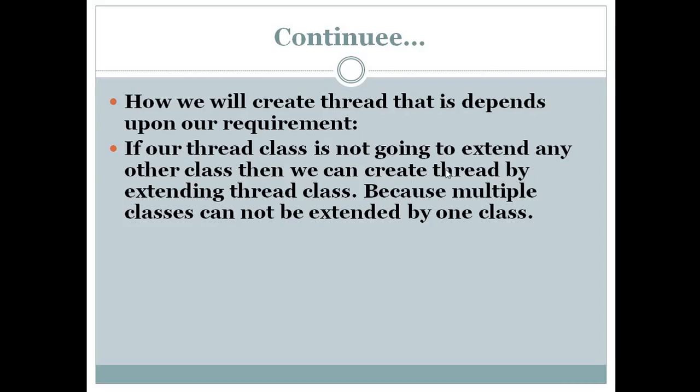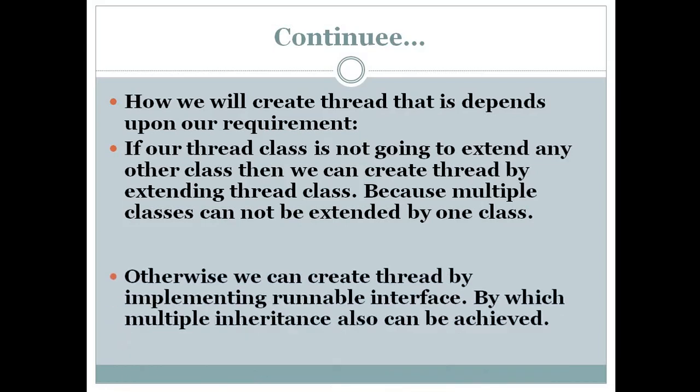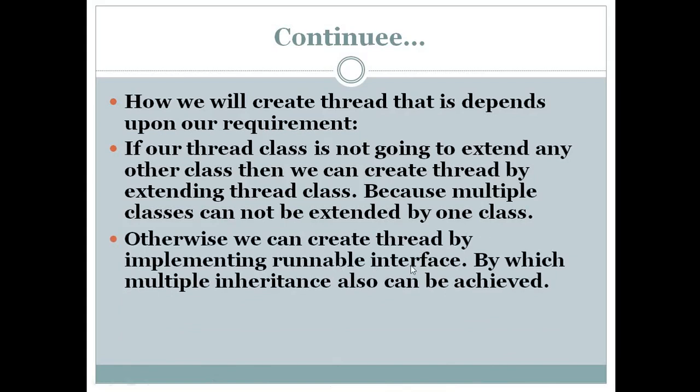So if our class is not extending any other class, then we can extend the Thread class and create the thread. But if our class is already extending one class, in that case we can implement the Runnable interface and create the thread. Through the Runnable interface we can extend another class and also implement Runnable, and by that, multiple inheritance can be achieved.